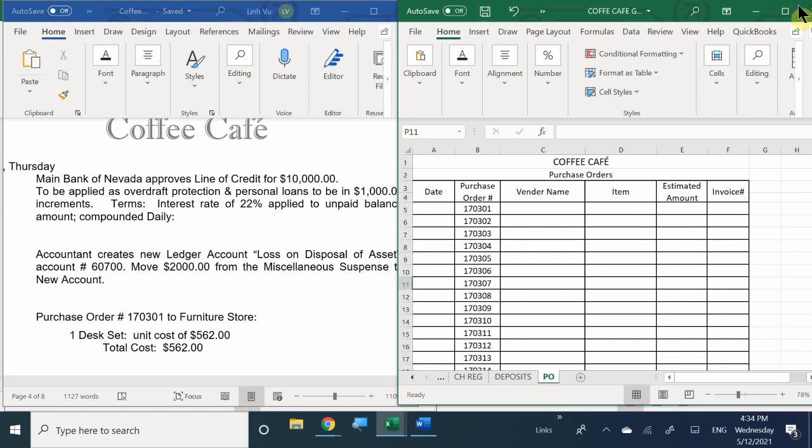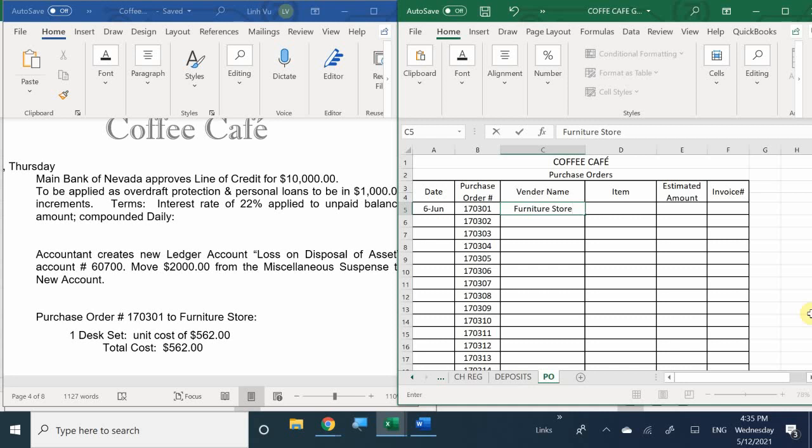Purchase order number 17301. Very first one. When's the date that you decide to purchase this? We submitted this as of June. Yes. Okay. Again, who's the vendor that we're reaching out to? We're trying to make a purchase from the furniture store.